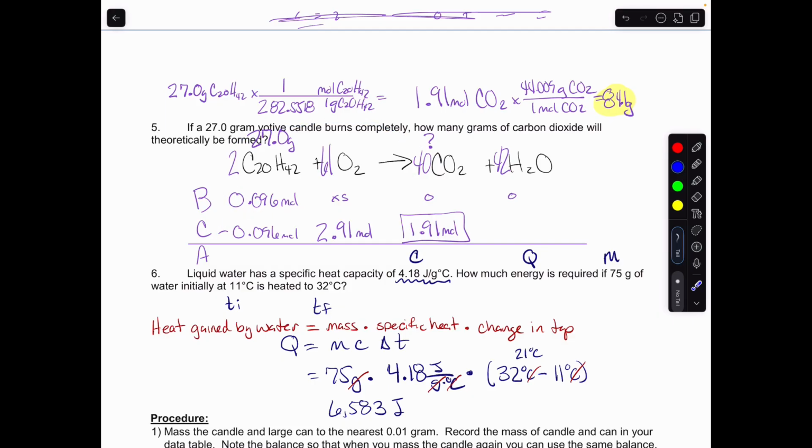Now, my last step, since I was asked for grams, I must change the mole value into grams. So 1.9 moles, and the molar mass of carbon dioxide, I get grams. All right, so by burning 27 grams of a candle, I will produce this much carbon dioxide. All of that was hopefully some review for you.